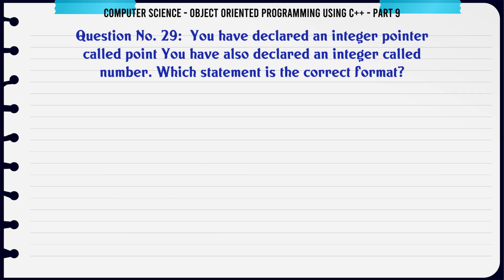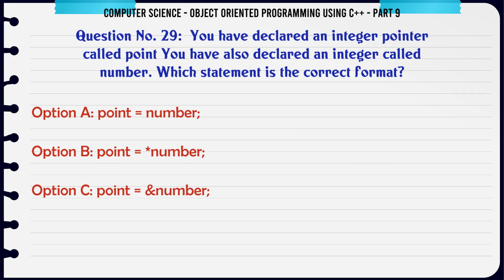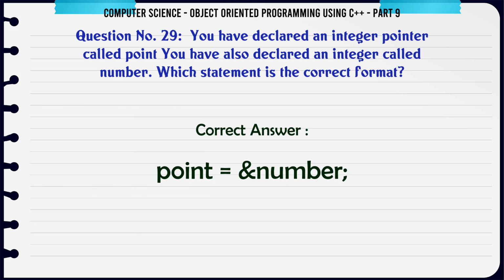You have declared an integer pointer called point. You have also declared an integer called number. Which statement is the correct format? A. point number. B. point number. C. point number. D. point number. The correct answer is point number.